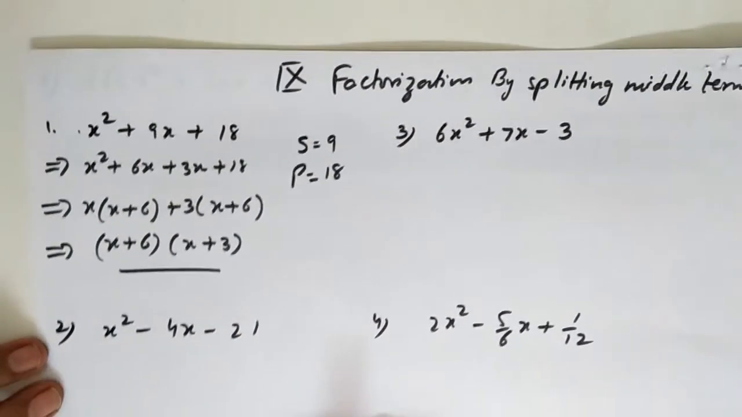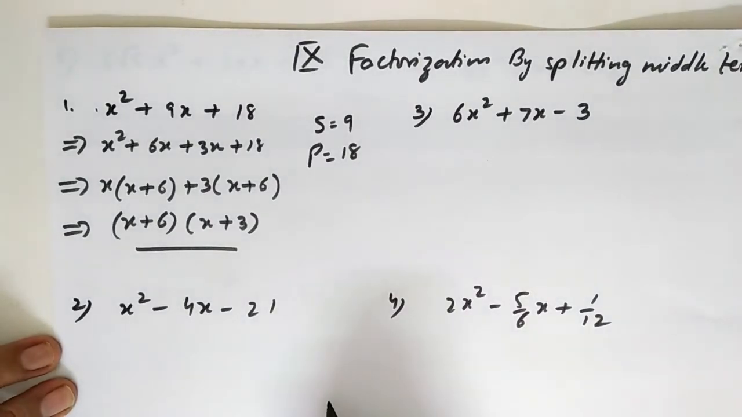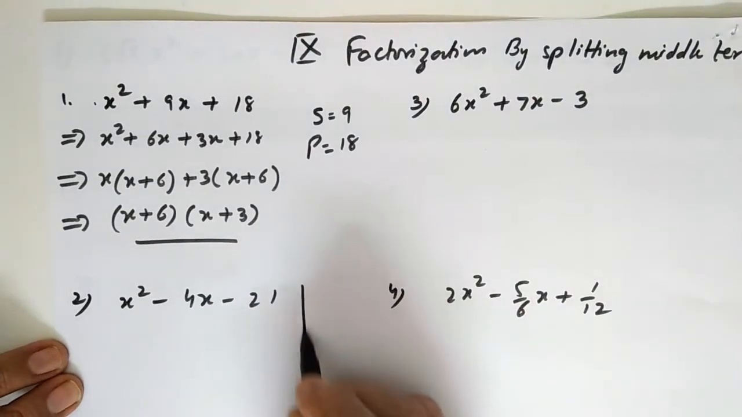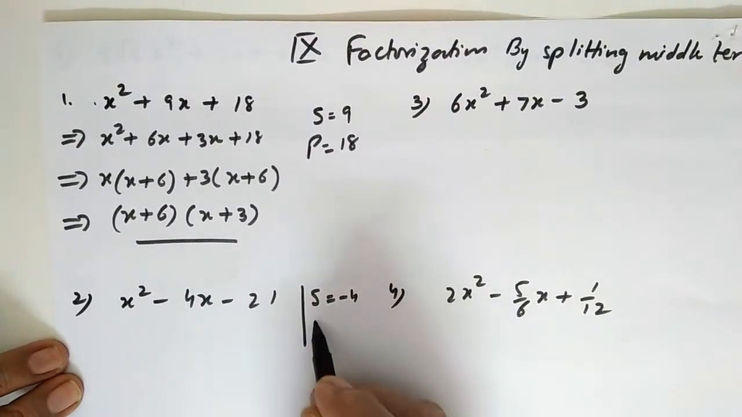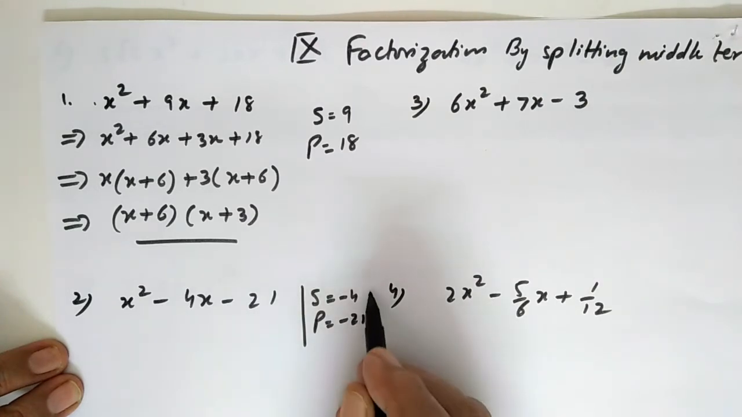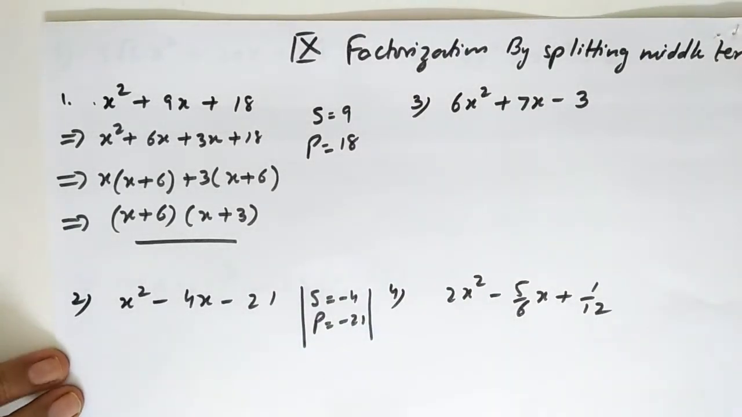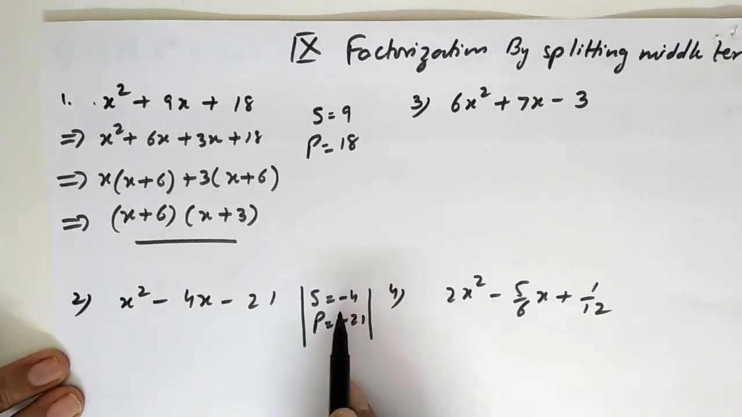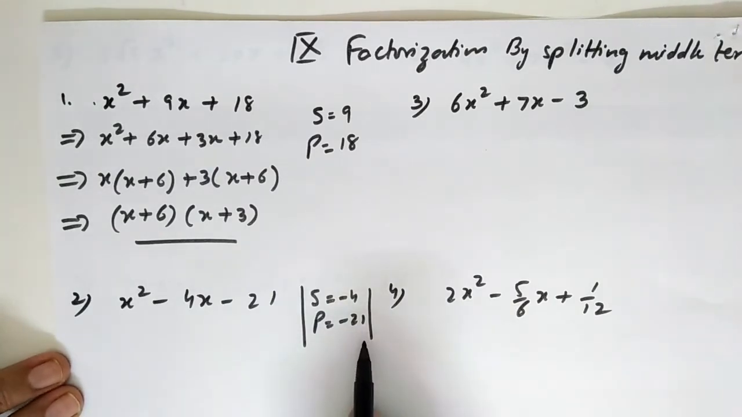Second question is x square minus 4x minus 21. In this case, sum is minus 4 and product is minus 21. You should realize that sum being minus 4 means one term should be positive and the other negative. It means the difference of the two terms is 4, with the larger one having the negative sign. So this is, I think, 7 and 3, the 21. Again it is very simple. One is positive, one is negative, so we get the product minus 21.